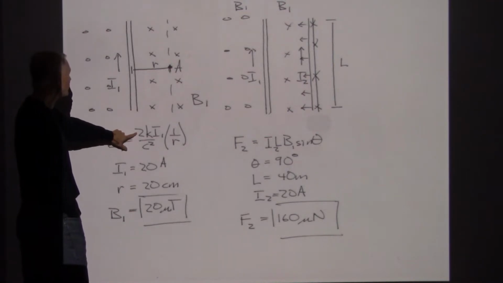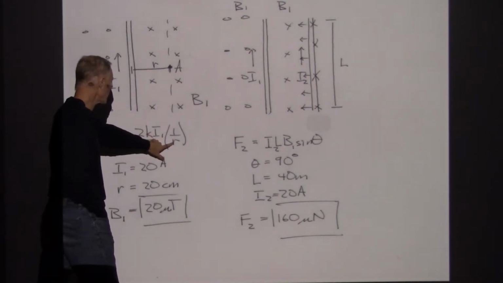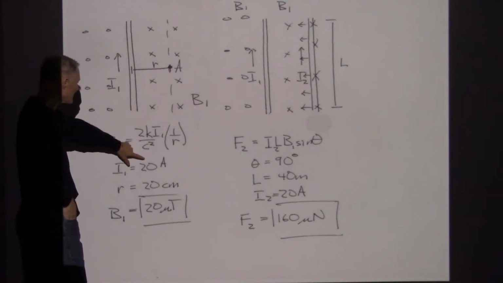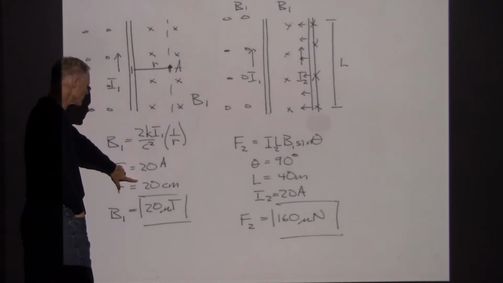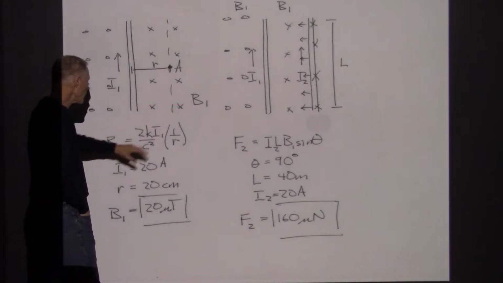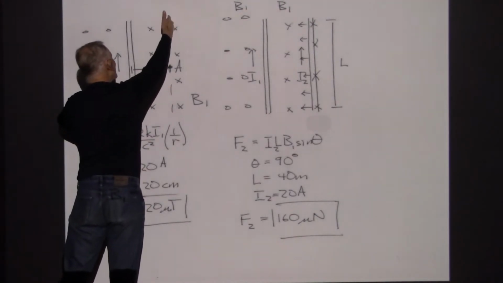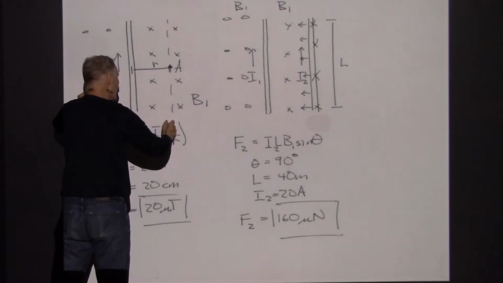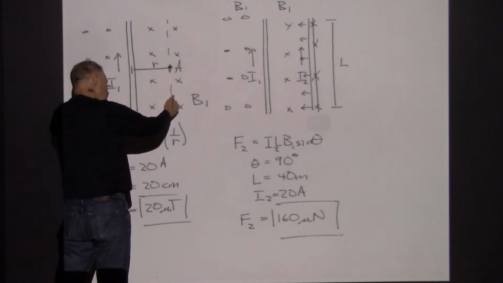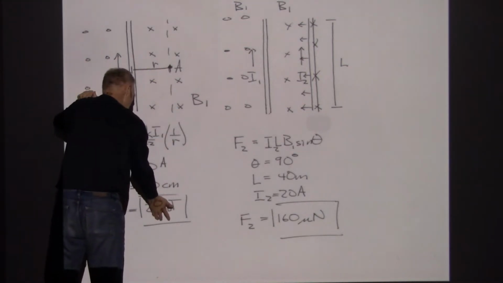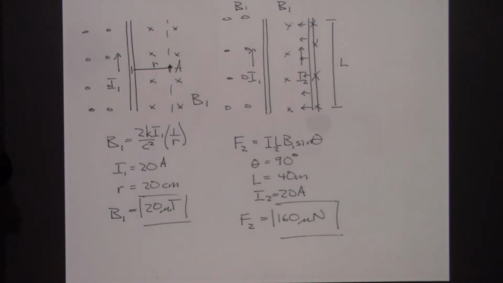And the magnetic field formula, 2K over C squared, I1 over R. Let's put some numbers in. Let's say that the current is 20 amps, and that the distance here is 20 centimeters. So I plugged those in, carried out the calculation, and I found that at this location, right along there, the magnetic field is going into the board, and it has a magnitude of 20 microtesla. So we found out how strong the magnetic field is right along there and what direction it's oriented.